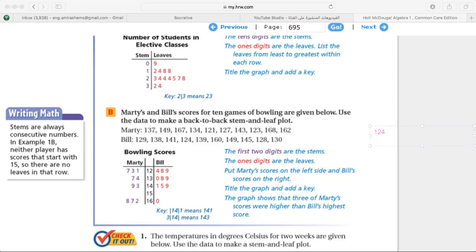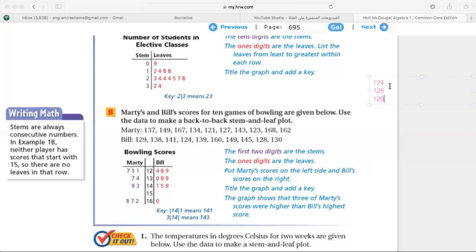124, 128, 129. So I find that 120 is repeated. I will take 1 and 2, because I must take only one digit in the leaf. So I will take 12 and put it in the stem, and take the last digit: 4 here, 8 here, and the last digit 9, put it here in the leaf.